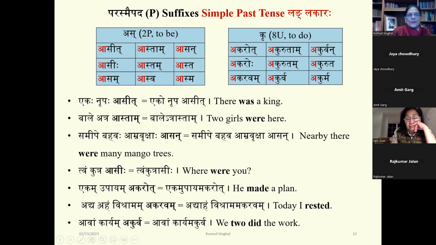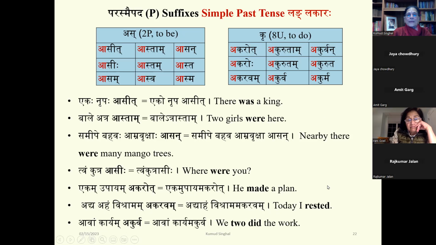So here, adya aham vishramam akaravam. So this form. Today I rested. So adya, today, aham, vishramam akaravam. Sandhi here. Here was sandhi, dirgha sandhi. Avam karyam akurva. So then you will have this one. Akurva. We too did the work, the past tense.